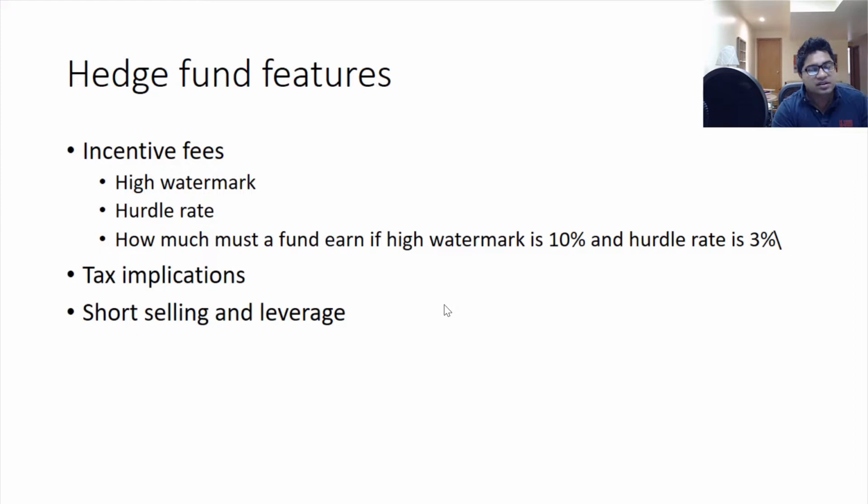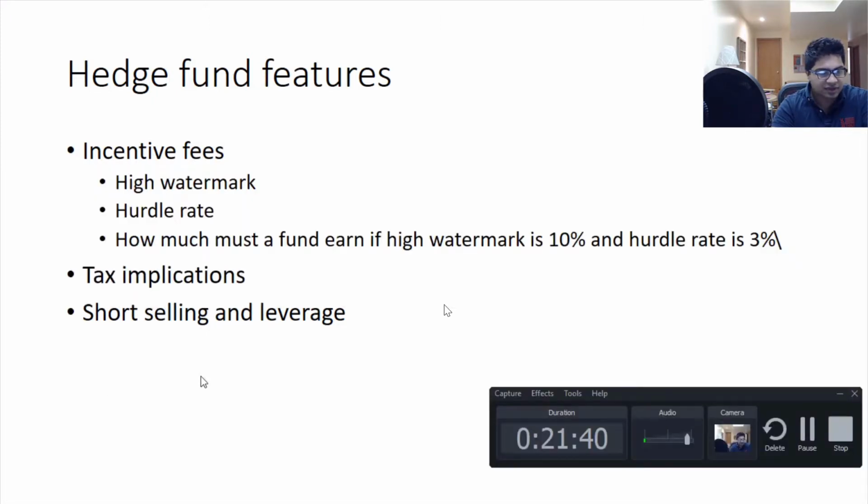In a mutual fund, a fund manager is not rewarded if the mutual fund performs really well, because mutual funds have commission structures for sales agents and MERs, that is management expense ratio or fund management fees, for fund managers. But hedge funds have additional incentive fees based on performance, which is not there in mutual funds. For incentive fees, there is a concept of high watermark and a concept of hurdle rate. So I'll go to Excel and try to explain it to you.